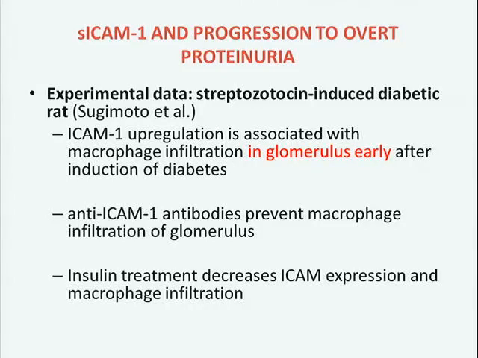What is interesting is that when ICAM antibodies were given to the animal, the macrophage infiltration in the glomerulus was prevented, showing that this macrophage infiltration is ICAM driven. And insulin treatment decreases ICAM expression and macrophage infiltration in these animals.